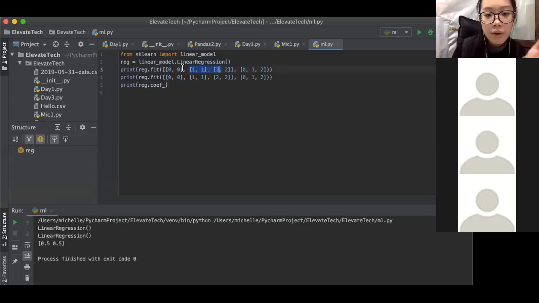You need to put the point and then put the dimension of that. And fit is just letting the model fit the data that you have put in, and then you can print them out.